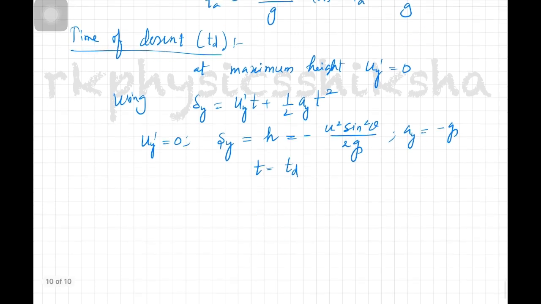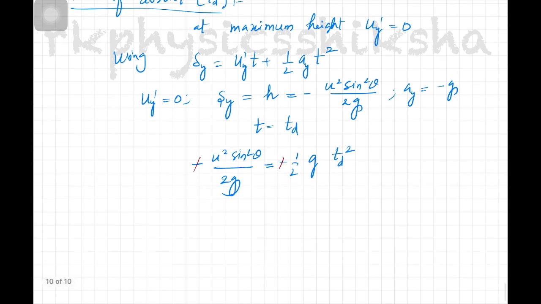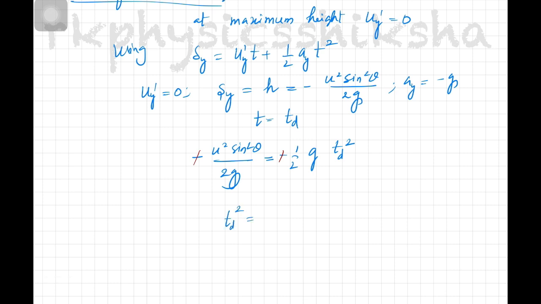So using all this, what I get is minus u square sine square theta by 2g is equal to minus half g td square. So this minus minus gets cancelled out here. So now I'll get td square is equal to, the 2 and 2 also get cancelled out, I get u square sine square theta by g square, from which I get td is equal to u sine theta divided by g.